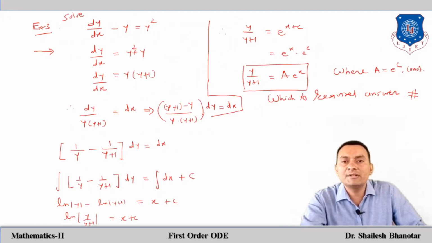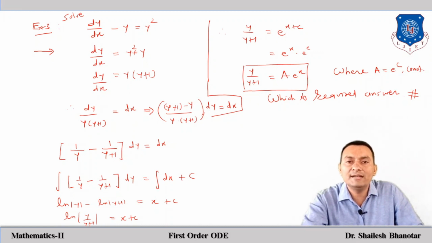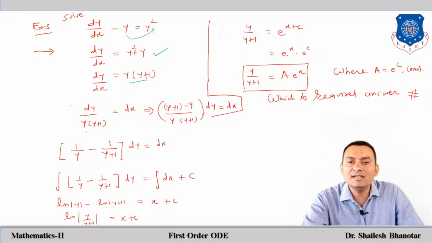So this is a nice question: dy by dx minus y is equal to y squared. Just take this y to the right hand side. So we have dy by dx is equal to y squared plus y. Now it is very easy because we can separate out: dy divided by y into y plus 1 is equal to dx.